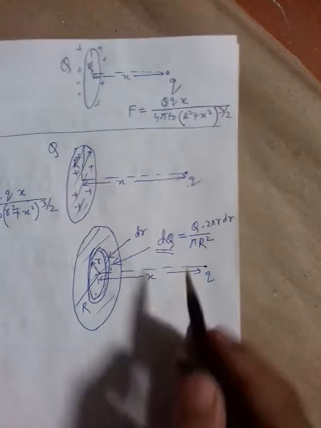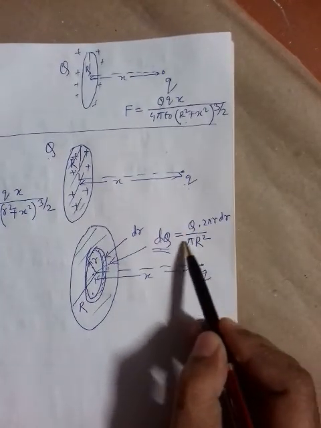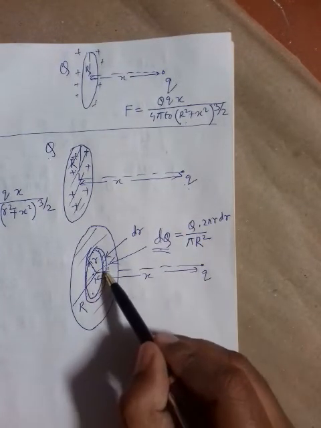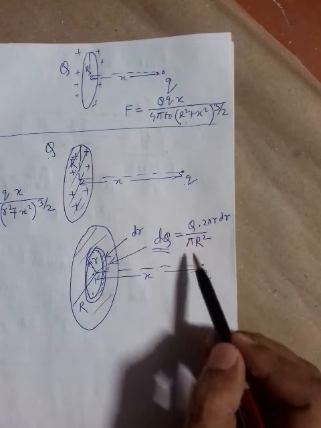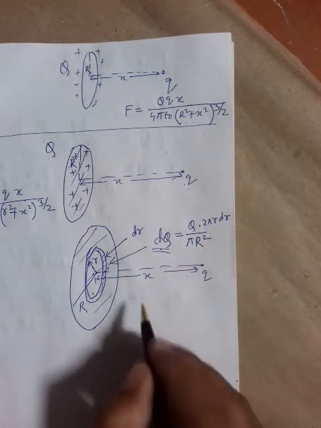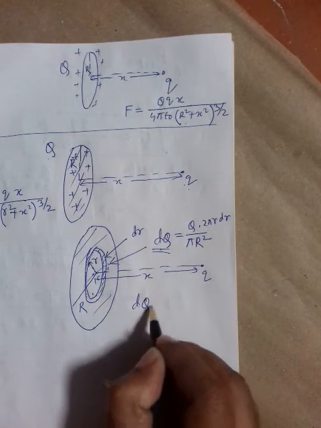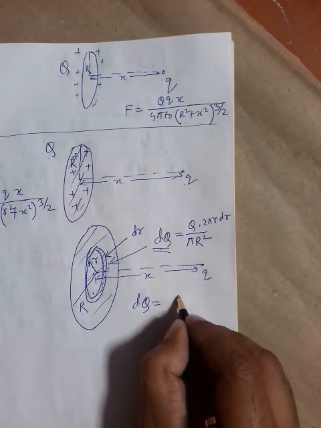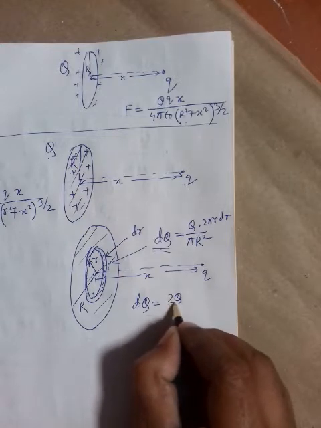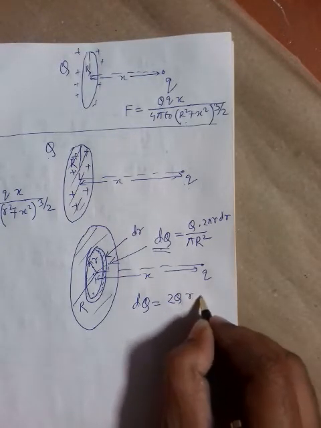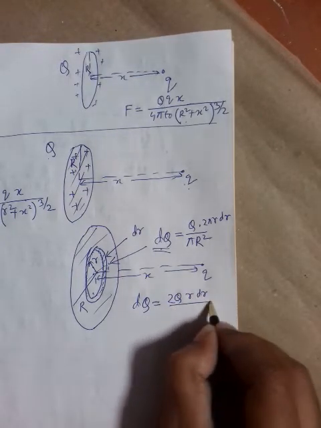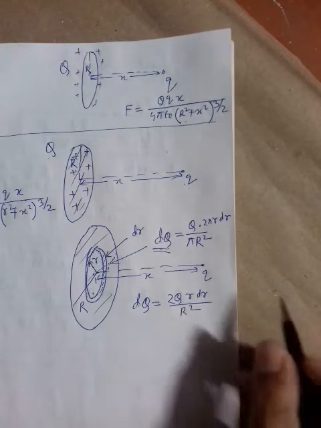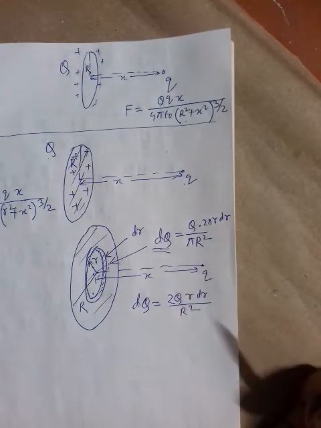So what is done? Q amount of charge is present in the whole area pi r square. We are interested in this area. So Q by pi r square multiplied by twice pi r dr. In that way, dq can be simplified. Pi cancels. It is twice Q r into dr by r square. One pi here cancels.